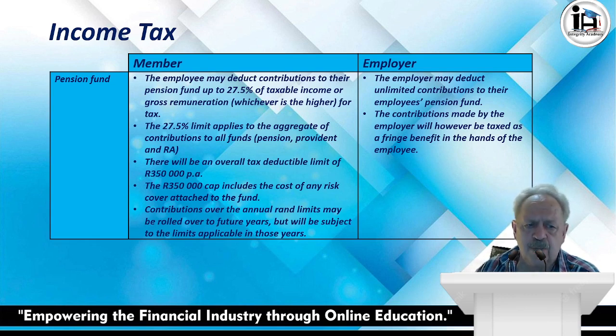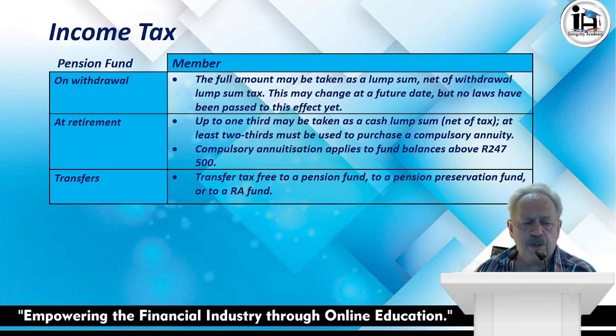Contributions over the annual limit may be rolled over to future years, but will be subject to the limits applicable in these years. The employer may deduct unlimited contributions to the employer's or employees' pension fund. The contributions made by the employer will, however, be taxed as a fringe benefit in the hands of the employee. Now, if we look at the withdrawal benefits on a pension fund, the full amount may be taken as a lump sum, that's at withdrawal, not of a withdrawal lump sum tax. This may change at a future date, but no law has yet been passed to this effect.